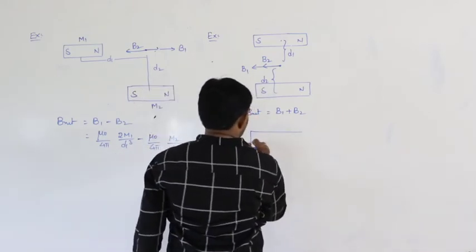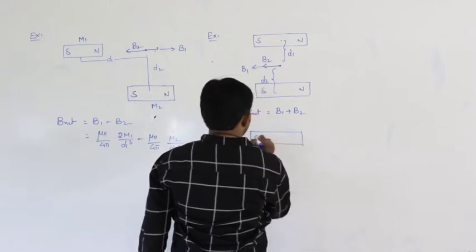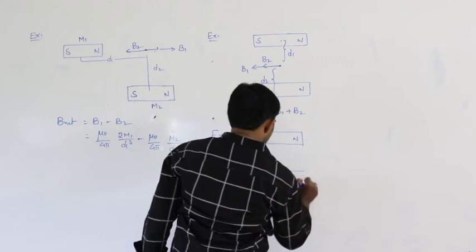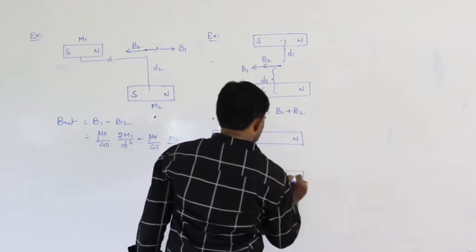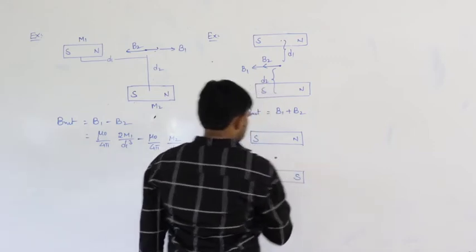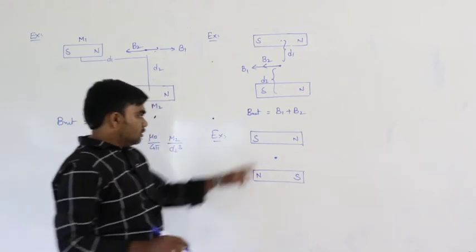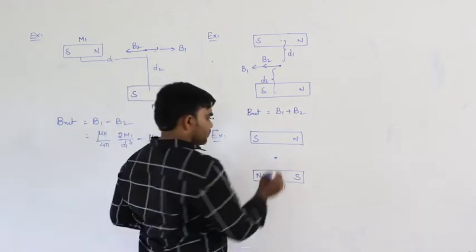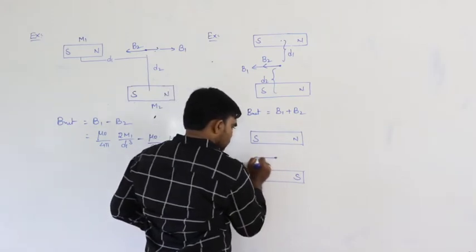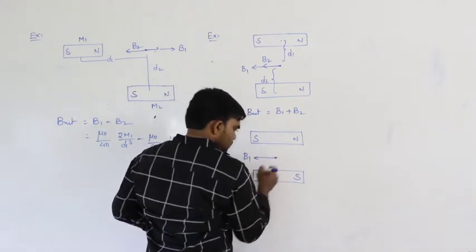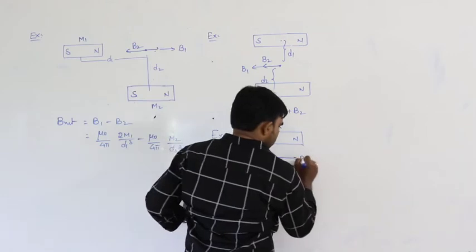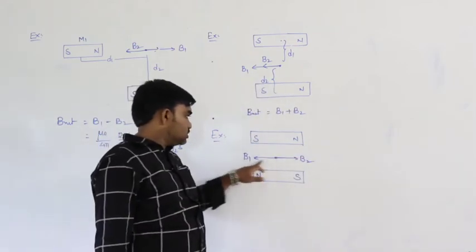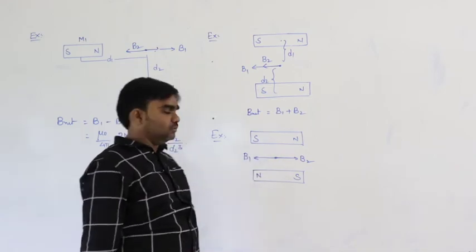Or, if the poles are opposite. So, let us say it is south north and the next position is north south. So, for this position, here also for both the magnets it is equatorial position. Here the direction of the magnetic field is north south, let us say B1. For this the direction of the magnetic field is north south, it is B2. For this the direction is B1, for this the direction is B2.